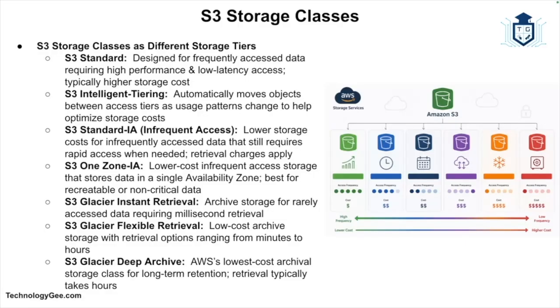So let's just say you're running a business and you don't want to pay premium storage for data that nobody touches. So you might store the active files in Standard. You might move your older files to IA. You might archive your old backups into Glacier. And then that's where the lifecycle policies will kick in.